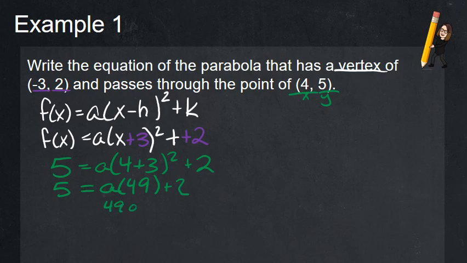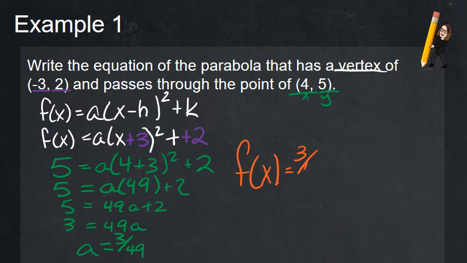I'm just going to rearrange this so you can see what I'm doing here. I'm going to subtract 2 from both sides. Now I'm just solving and divide by 49. So a equals 3/49. Not done yet. That just found my a value. I need to write my final equation. f(x) is equal to the a value that I calculated, (x + 3)², and plus 2 for my vertex form.